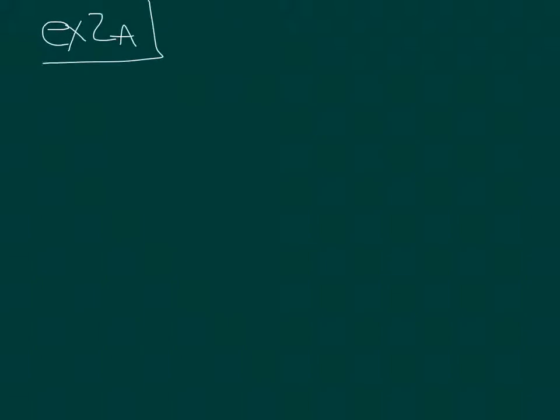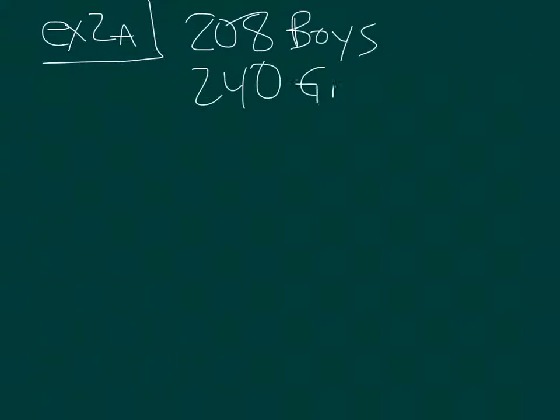2A says, there are 208 boys and 240 girls participating in a field day competition. Letter A says, what is the greatest number of teams that can be formed if all teams have the same number of girls and boys in it? Well, again, this would be GCF.